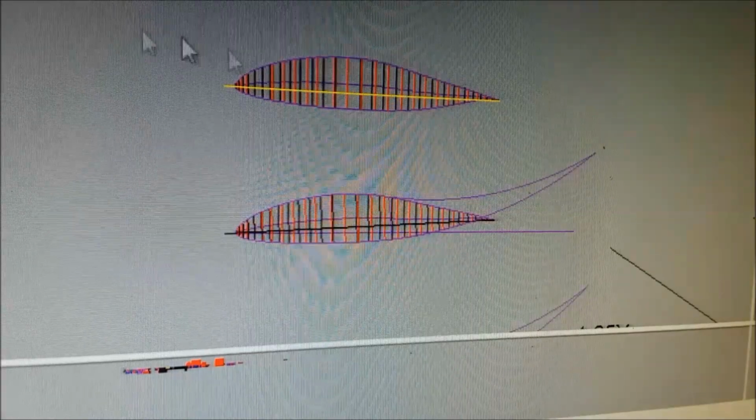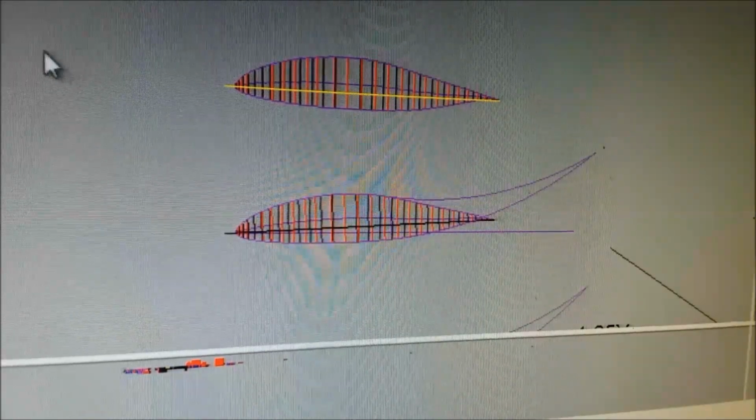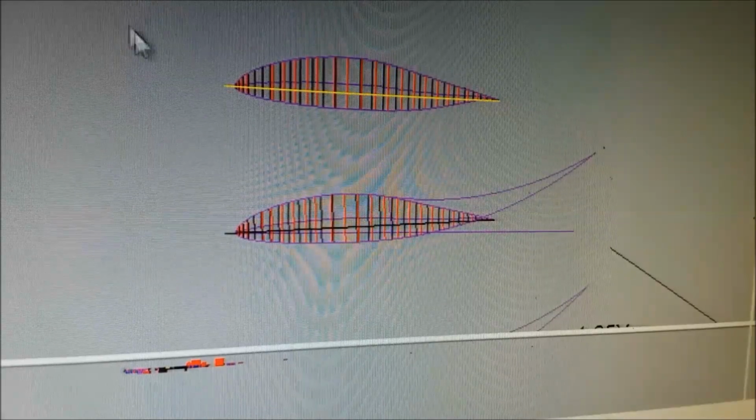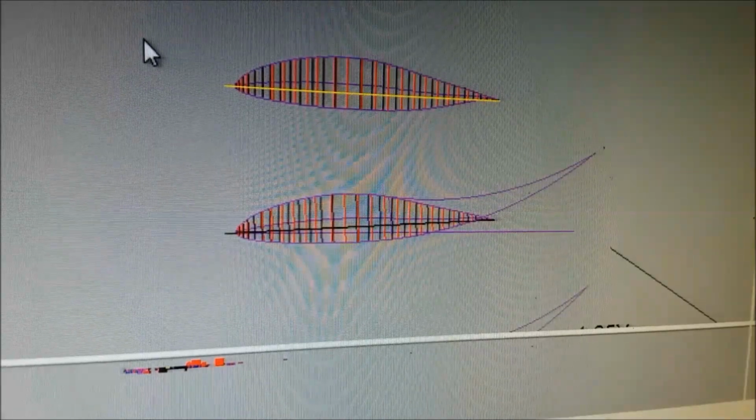Never mind. I used to consult on small airplanes. It's nothing you need to be concerned with.